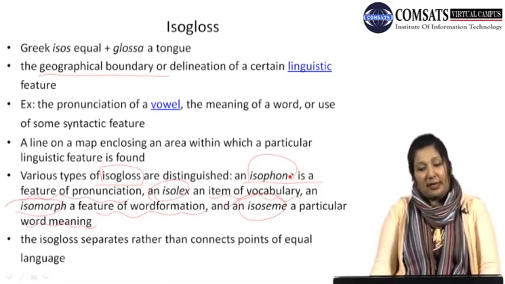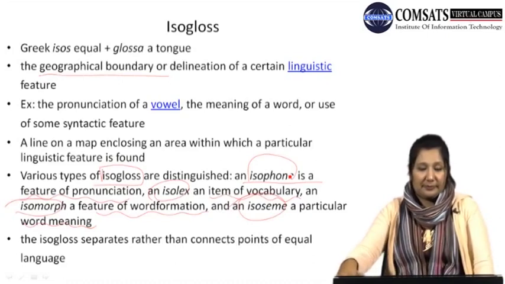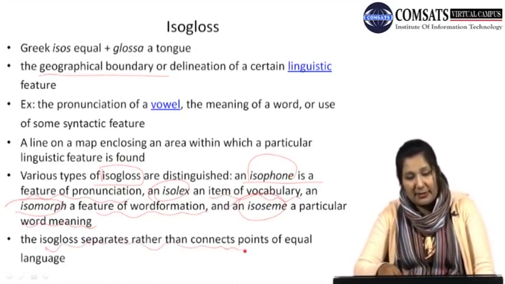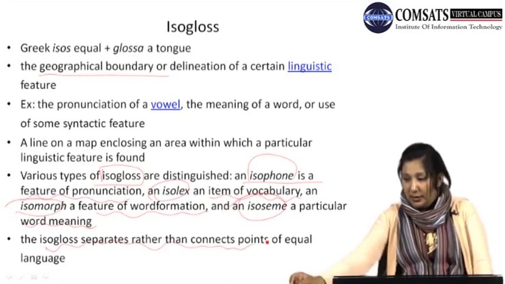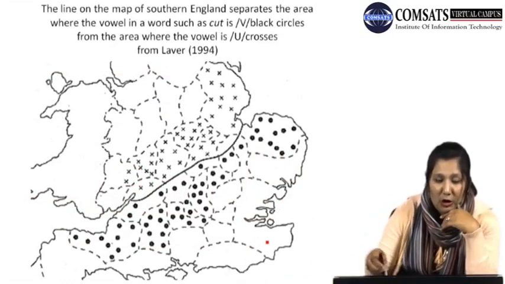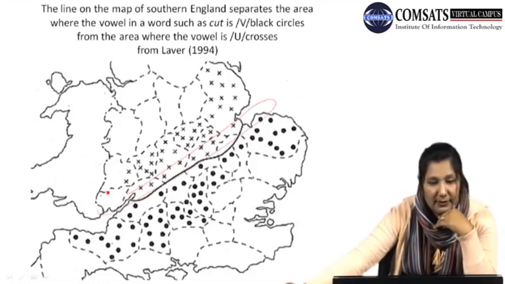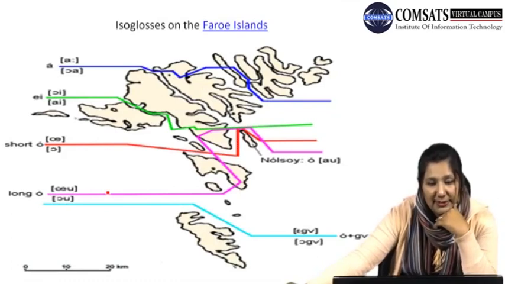The isogloss separates rather than connects points of equal language. Isogloss is going to separate things. These are the lines drawn between the nations. These are isoglosses. Isoglosses on the four islands are the lines shown in different colors. Now some more varieties of the English language, and the two more important things that we have not discussed yet are the varieties of pidgin and creole.